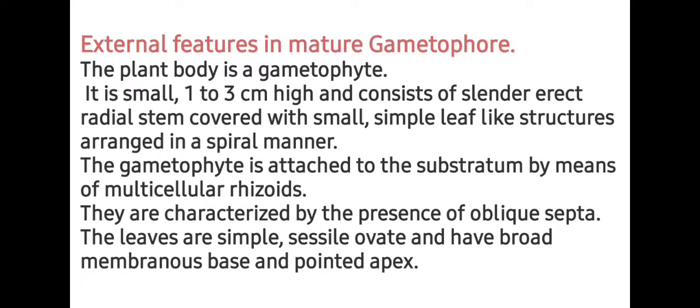Students, the dominant plant body of Funaria is a gametophyte. It is small, 1 to 3 cm in height and consists of a slender, erect radial stem covered with small, simple leaf-like structures arranged in a spiral manner. The gametophore is attached to the substratum by means of multicellular rhizoids. They are characterized by the presence of oblique septa. The leaves are simple, sessile, ovate and have a broad membranous base and pointed apex.